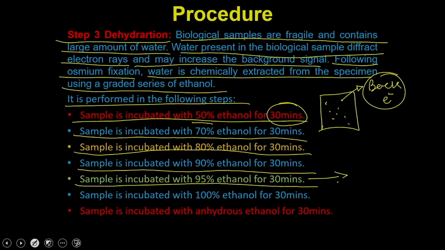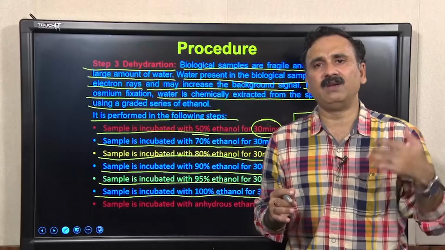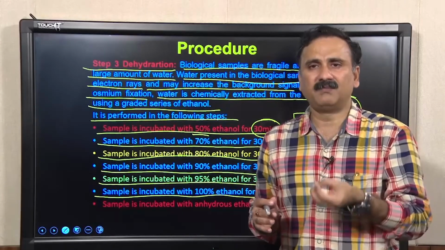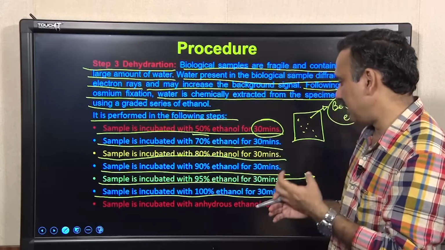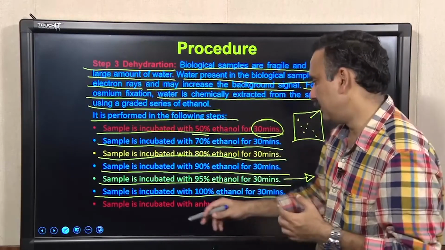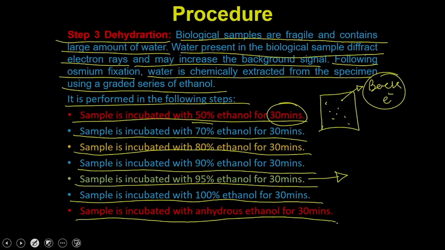At that stage there is almost no water present, but then you incubate the sample with 100% ethanol for 30 minutes. That is going to remove even a minor amount of water present inside the sample, and that is how your sample is now free of water. So, the sample is incubated with anhydrous alcohol, the 100% or absolute alcohol, and that is going to remove the last drop of water.